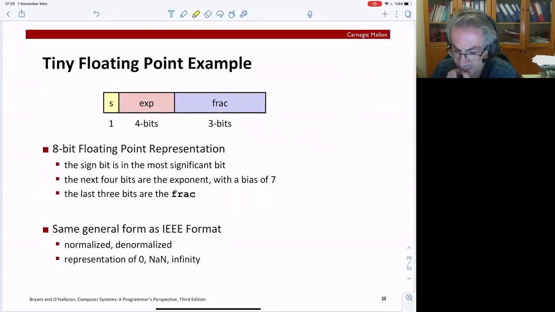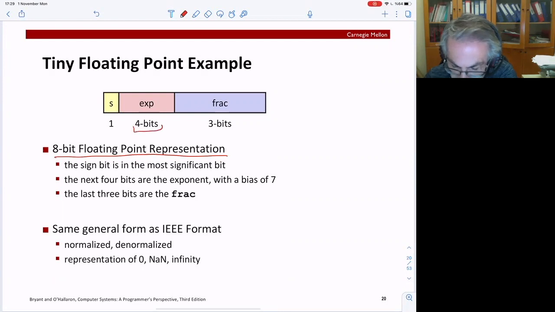Now let's work on a tiny floating point example. In this one, it just takes an 8-bit floating point representation, which isn't a real format, but it's something that comes in handy. We have 4 bits for the exponent and 3 bits for the fraction.